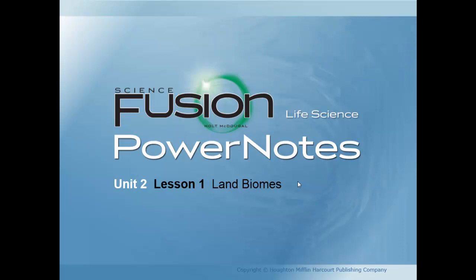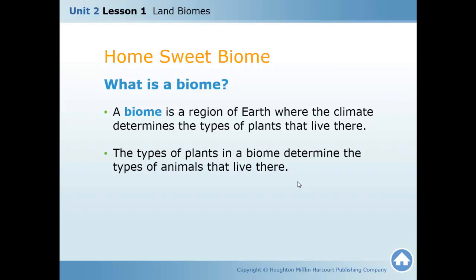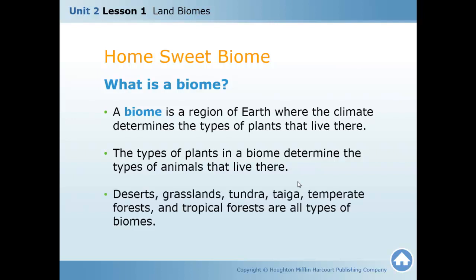Today we will start lesson 1 in unit 2, land biomes. What is the meaning of the word biome? A biome is a region of the earth in which the climate determines the type of plants that live there. The types of plants in the biome determine the types of animals that live there.